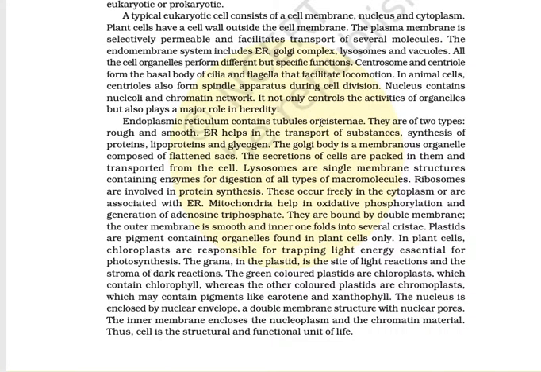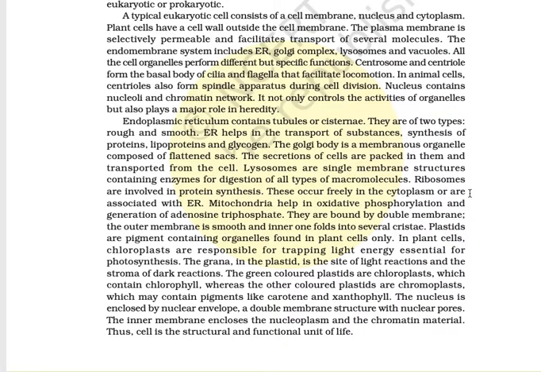Endoplasmic reticulum contains tubules or cisternae. There are two types, rough and smooth. It helps in the transport of substances, synthesis of proteins, lipoproteins, and glycogen. The Golgi body is a membranous organelle composed of flattened sacs. The secretions of cells are packed in them and transported from the cell. Lysosomes are single membrane structures containing enzymes for digestion of all types of macromolecules. Ribosomes are involved in protein synthesis.